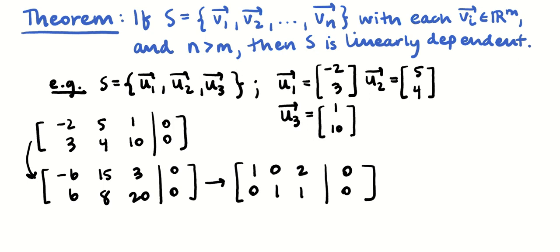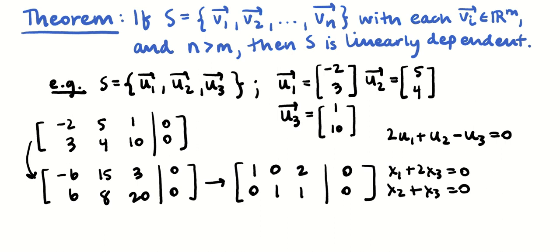We said that 2u1 plus u2 minus u3 equaled 0. But what it's going to turn out to be is that x1 plus 2x3 equals 0, and x2 plus x3 equals 0. So if we solve for these, x1 is negative 2 times x3, x2 is equal to negative x3, and x3 can be whatever it wants.